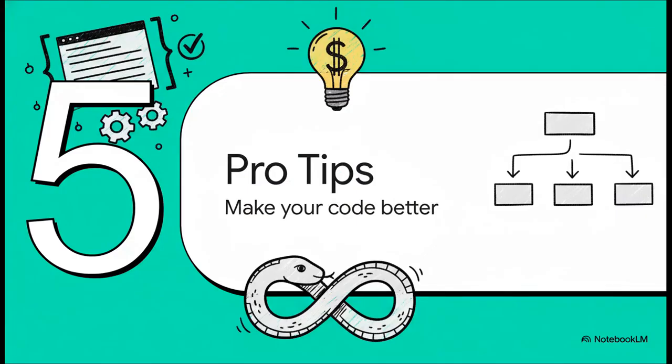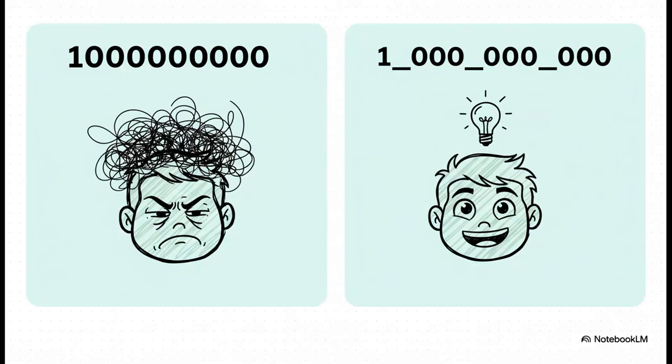Okay, to wrap things up, let me share a couple of quick pro tips that'll make your code just that little bit better. You know when you're writing a really big number, like a billion, and you can't tell how many zeros there are? Well, Python has this awesome little feature. You can actually put underscores inside your numbers to group the digits, just like you would with commas. When the code runs, Python completely ignores them. But for us humans trying to read the code, oh, it makes a world of difference. The number on the right is so much easier to read.